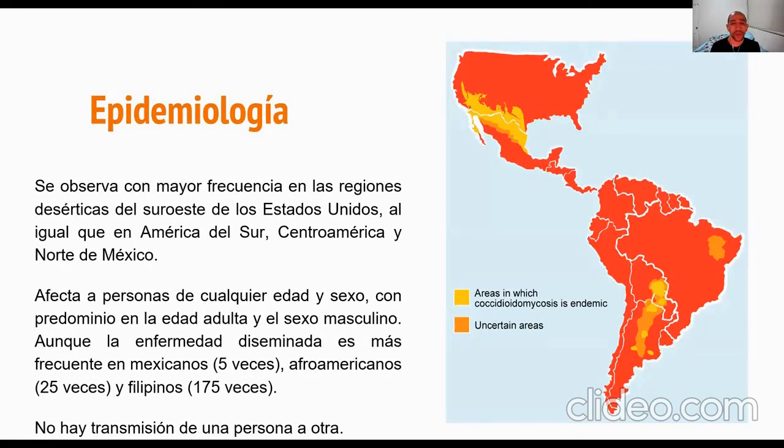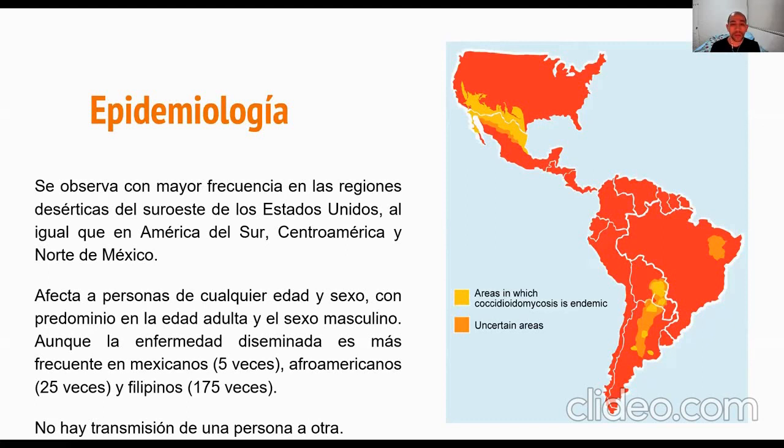It affects people of any age and sex, but there's a predominance for adulthood and males, although the disseminated disease is 5 times more likely in Mexicans, 25 times more likely in African Americans, and 175 times more likely in Filipinos. There isn't any direct transmission from person to person. And in the majority of cases in Mexico, it's diagnosed in kids of less than 5 years of age and adults older than 45 years of age.